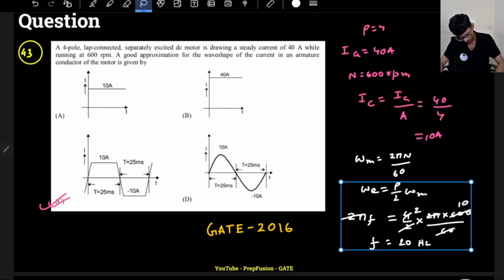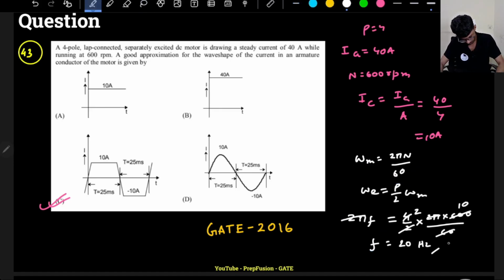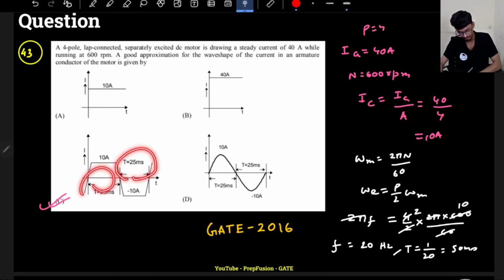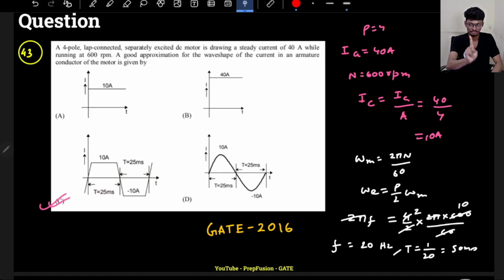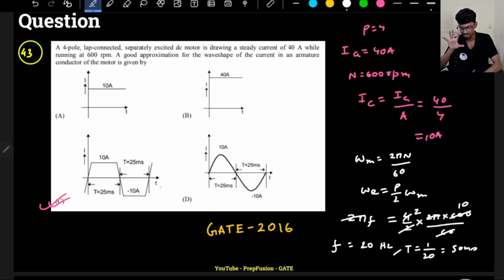So what is the time period? Time period will be 1 by 20, so this will be 50 milliseconds. So the time period of the current will be 50 milliseconds. Here it is 25 milliseconds and 25 milliseconds, so the whole cycle is 50 milliseconds of the current. This is just electrical time. So I hope this also matches, and whatever we have done is absolutely correct. It will not be sinusoidal, it will be like this only. I hope it is clear.